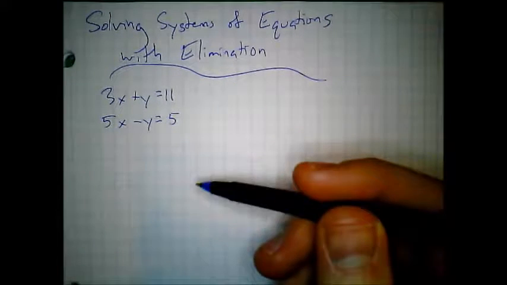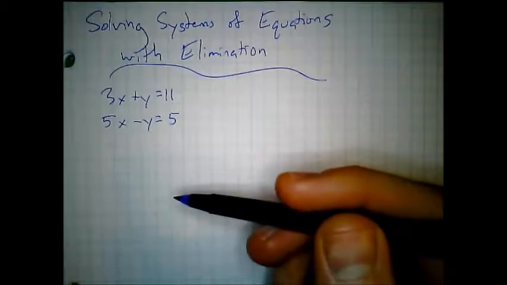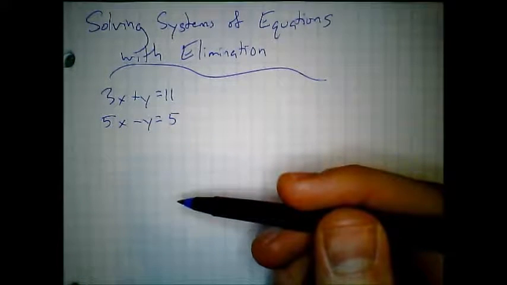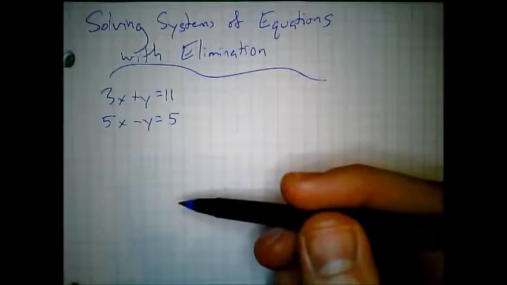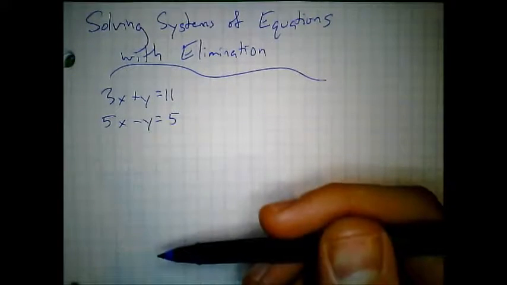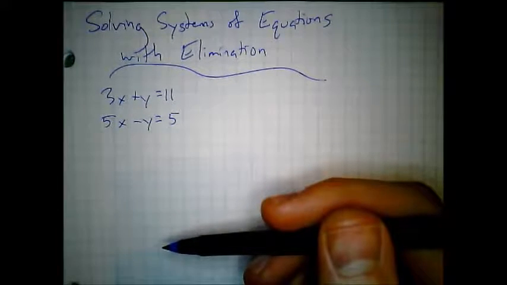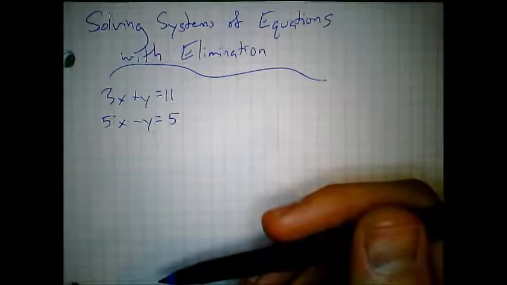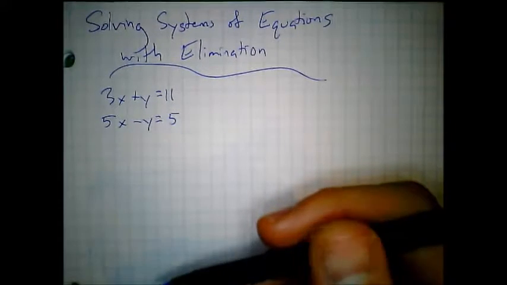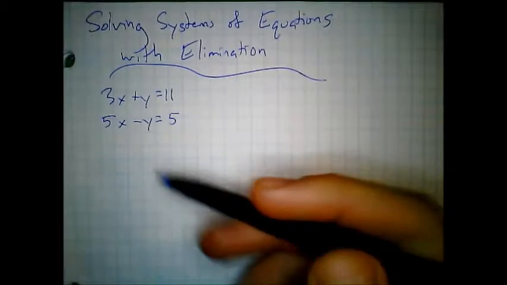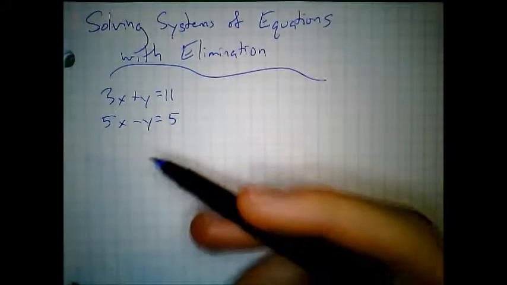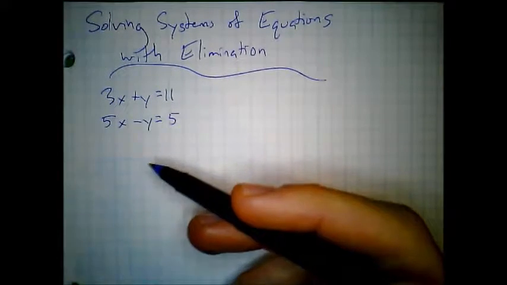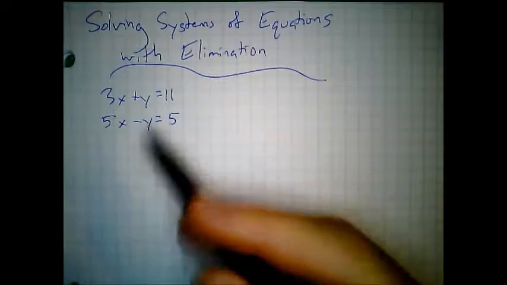Now the goal of elimination is to see how we can combine the equations so that we eliminate one of the variables. So sometimes we combine the equations by adding, sometimes we combine them by subtracting, sometimes we have to multiply or manipulate one of the equations to make one of the variables eliminate. But again, the whole goal is to combine the equations so that we could eliminate or get rid of one of our variables. So let's look at this example.